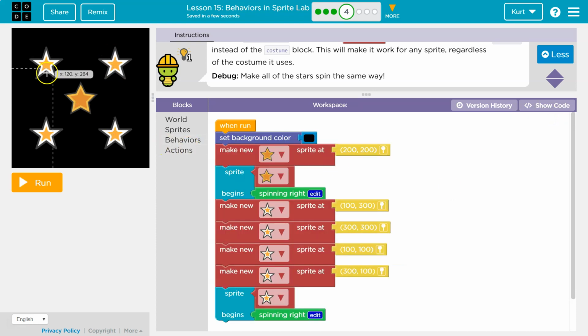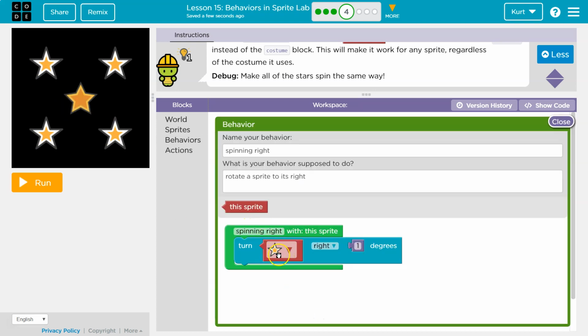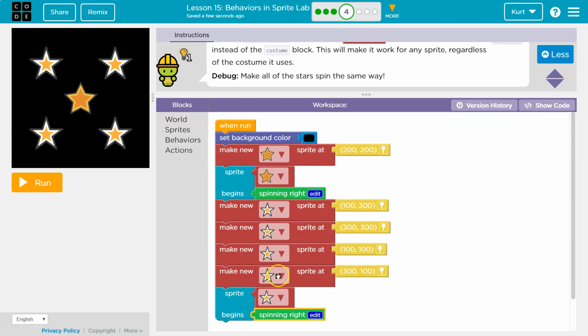Well, this is tricky because we have four of the same sprite here, and then we have one of this sprite. However, I'm here, I'm asking this sprite to spin right. How many of these? Well, I'm asking all four of them, right? It's not a specific sprite because all of them are this sprite. So all of these are going to spin right.